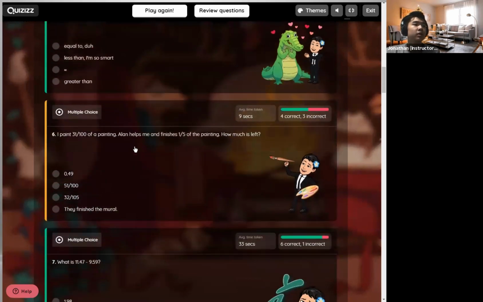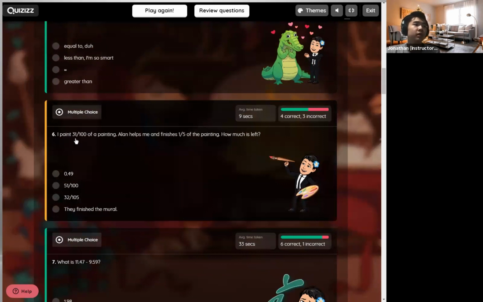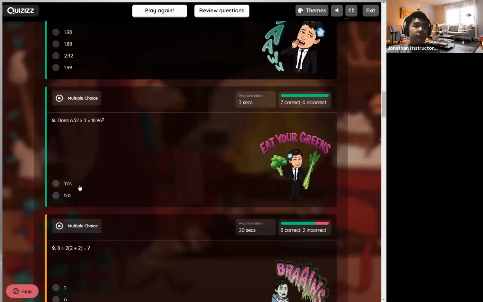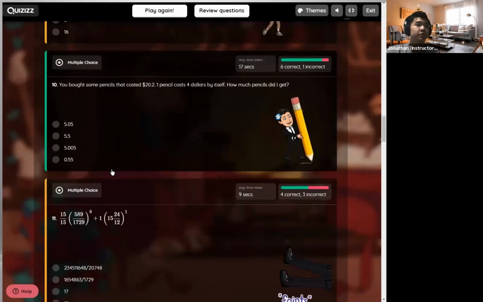Let's see. Number 6. If I finish 31 of 100 of a painting and Alan helps me and finishes 1/5 of the painting, how much is left? So you would have to convert 1/5 to have a denominator of 100. So it would be 20 over 100, and then 31 plus 20 is 51. So 51 out of 100 is our answer. Looks like you guys did pretty good on the rest of them.